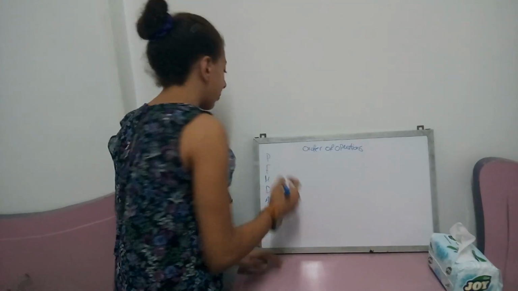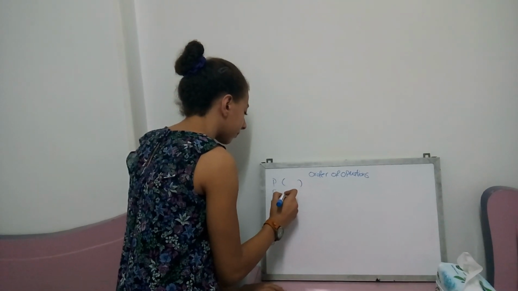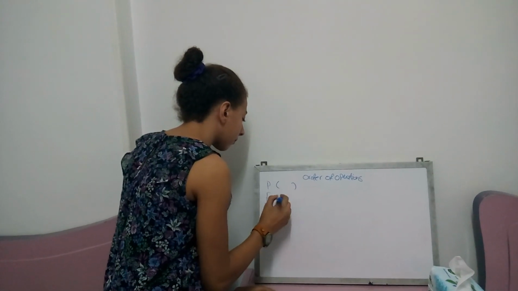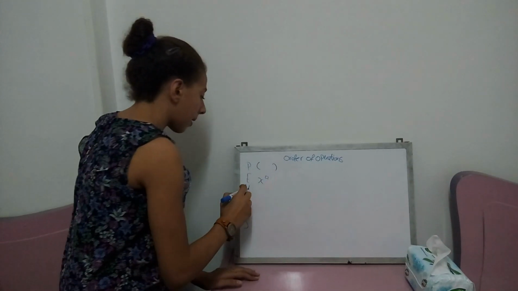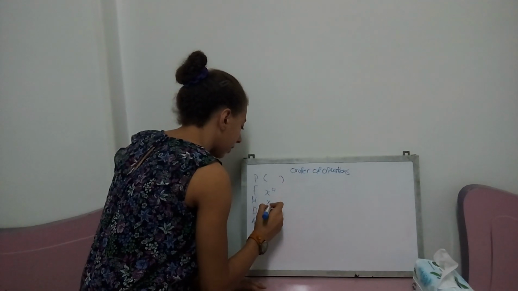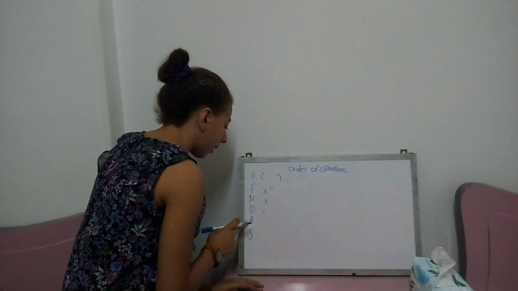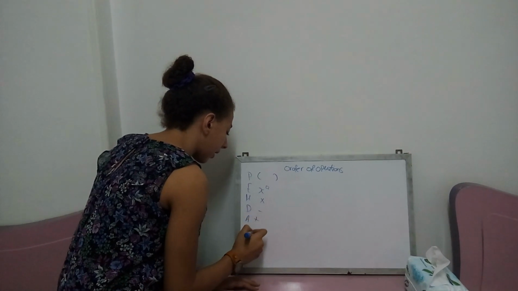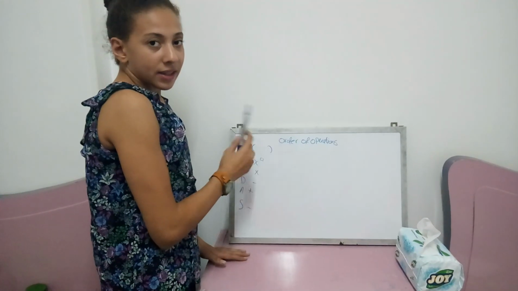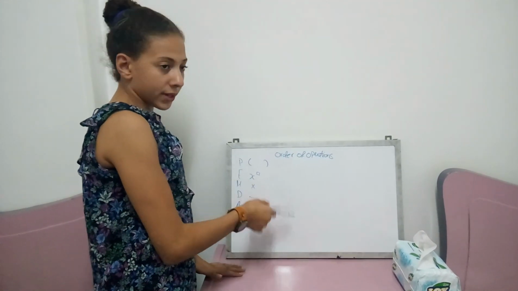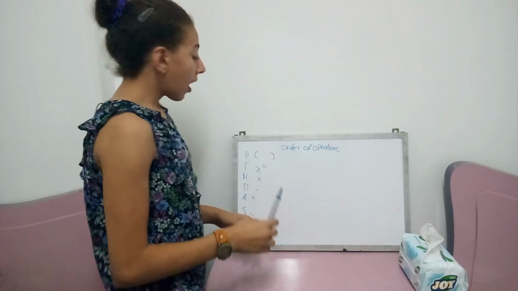Okay? P for parentheses, E for exponents, M for multiplication, D for division, A for addition, and S for subtraction.